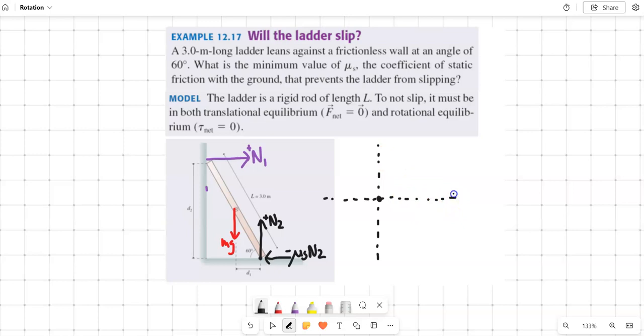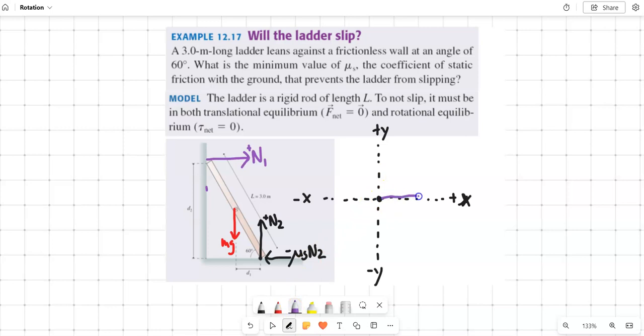Okay, positive x. That looks like a y. Let's make sure that looks like an x. Negative x, positive y, and negative y. So we want to determine mu sub s, given all this other stuff. So I'm going to write all these forces on top.